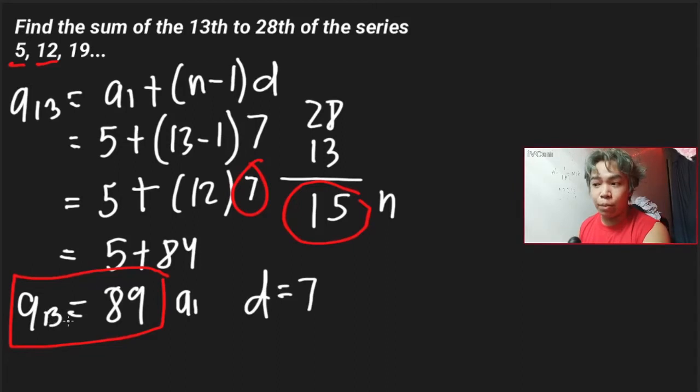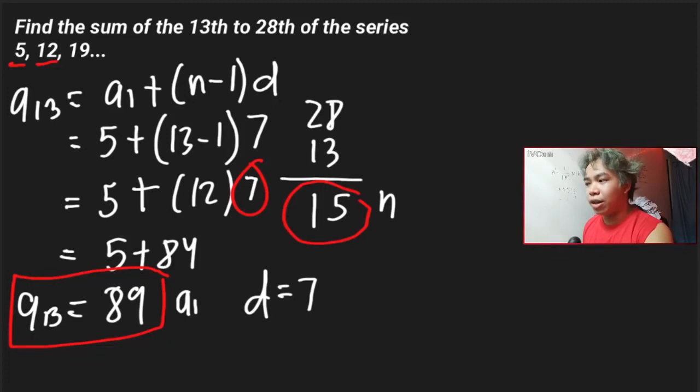A sub 1, ito, 89. Huwag kayong magpapalito, a sub 13 yan, pero tinitreat natin siya as a sub 1. And then d, 7, and then n is 15. Bakit 15? Kasi may 15 steps from 13 to 28. Bilangan nyo: 14, 15, 16, 17, 18, 19, 20, 21, 22, 23, 24, 25, 26, 27, and 28, kasi hindi nakasama yung 13.